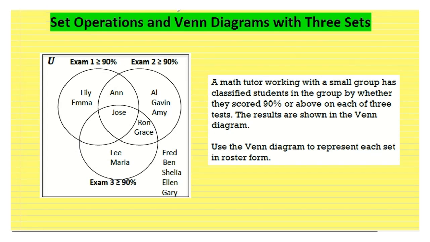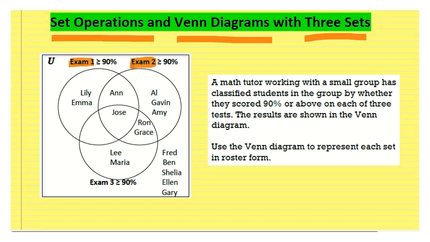Hello, this is Charlene. We are going to be talking about another Venn diagram set, operations, and Venn diagrams with three sets. And as you can see, we do have three circles. We have a circle for exam one, we have a circle for exam two, and we have a circle for exam three. Let's read what they say about our Venn diagram information.